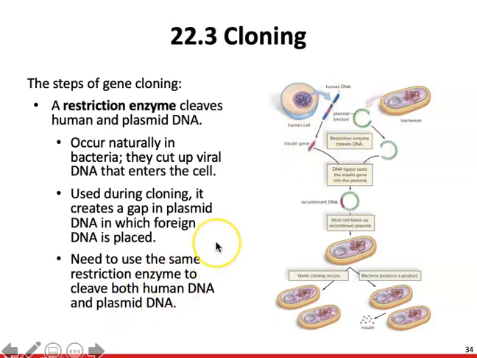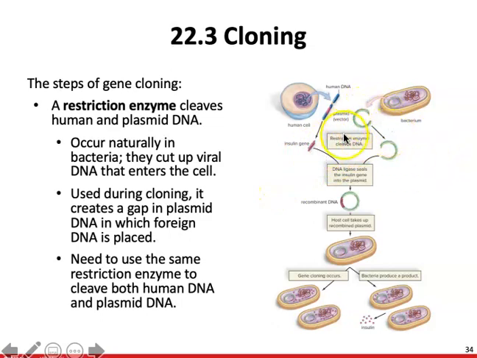So restriction enzymes are pretty interesting. They do occur naturally in bacteria. Restriction enzymes are not something we've created or come up with. They're used to cut up viral DNA that enters the cell. So really, it's a defense mechanism against foreign DNA. We use these during cloning. It's going to create a gap in the plasmid DNA into which the foreign DNA can be placed.